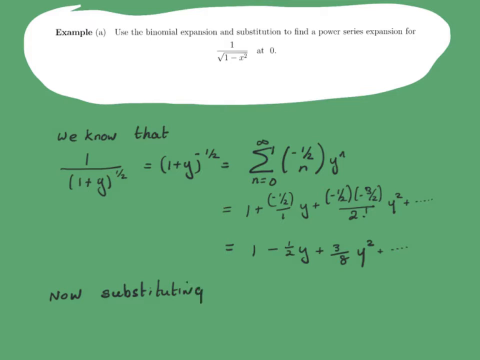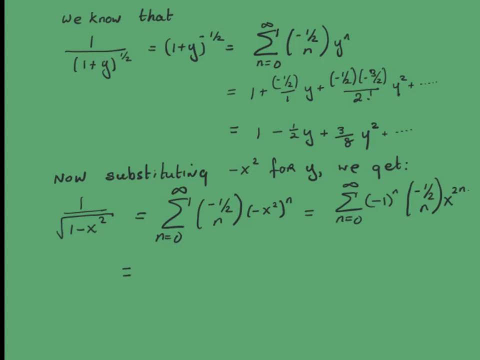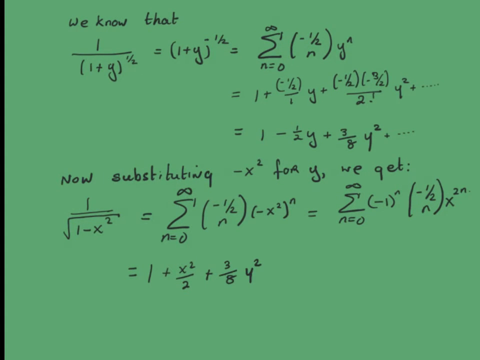And now we can use substitution with y equals minus x squared to get a power series expansion for our function 1 over the square root of 1 minus x squared at 0. And again, we just write out the first few terms to see what's going on with the series.